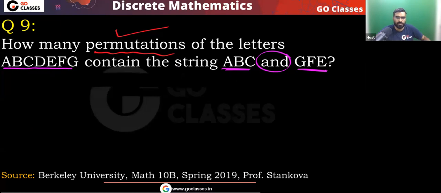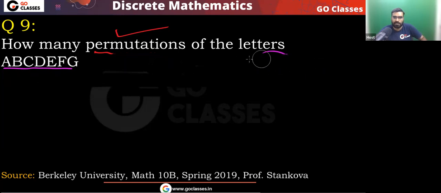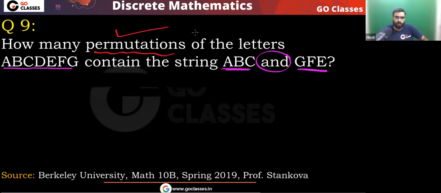We want permutations of A, B, C, D, E, F, G. First of all, if I directly ask you how many permutations there are, for example if I remove this condition, then the answer is simple, that is 7 factorial. Okay, now you tell me, with this condition, we want those permutations which contain ABC and which contain GFE.